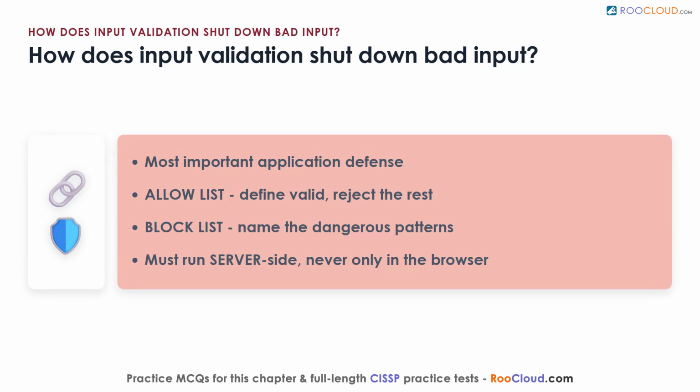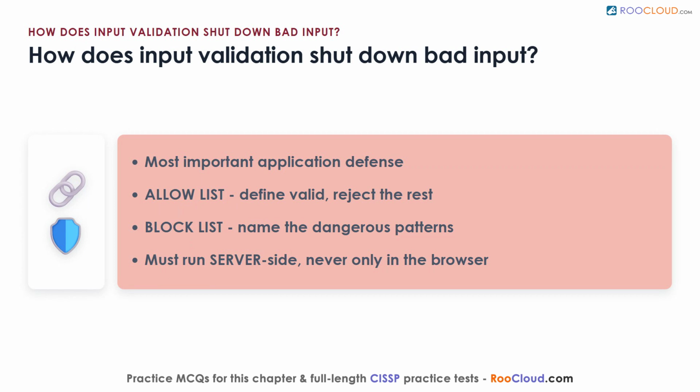Input validation is your single most important application defense because so many attacks begin with untrusted input. The strongest form is allow listing, sometimes called whitelisting, where you define exactly what valid input looks like and reject everything else. If a field expects an age, you accept only a small integer in a sensible range. When the valid set is too varied to describe, you fall back to block listing, naming the dangerous patterns to reject instead, though it is easier to slip past.